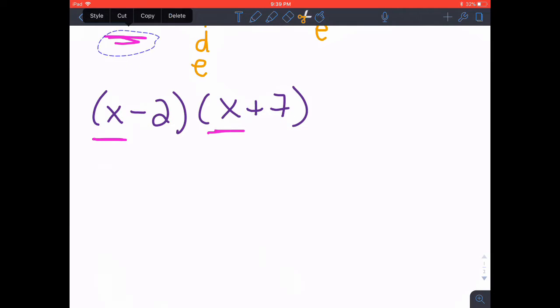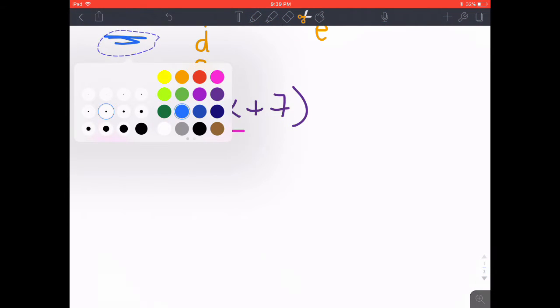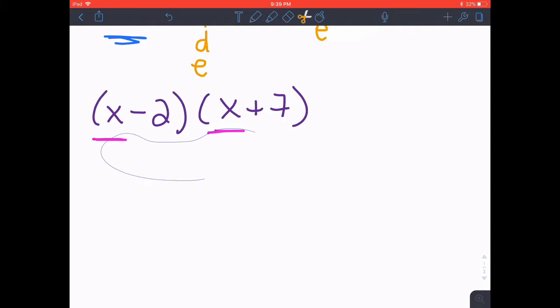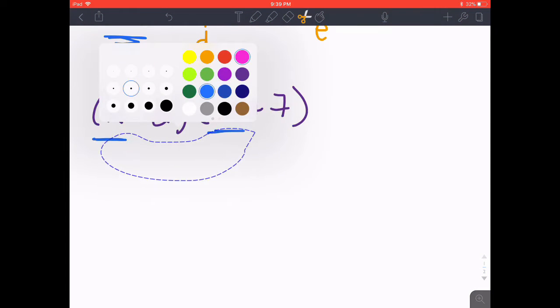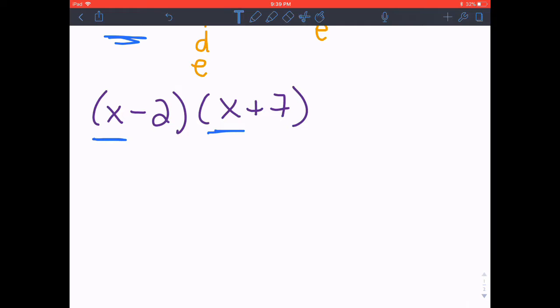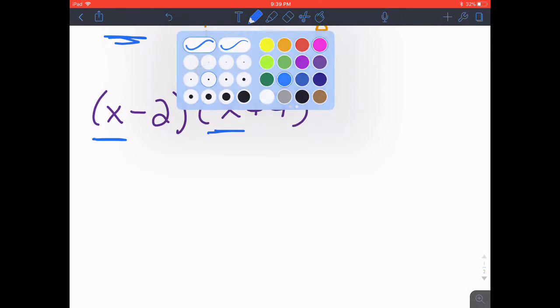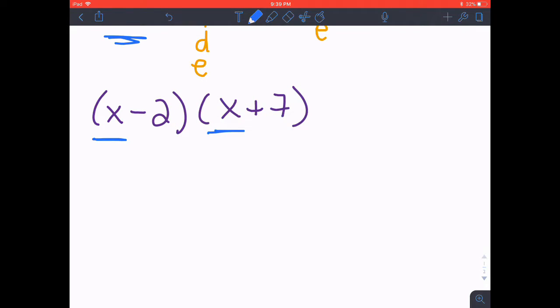Now, I'll make this a different color besides pink, so it's not the same as above. I'll color code this for you. So I'll make this blue. Okay, so what you do is you take those two terms and you multiply them together. So you get x times x, which as you should know is x squared.